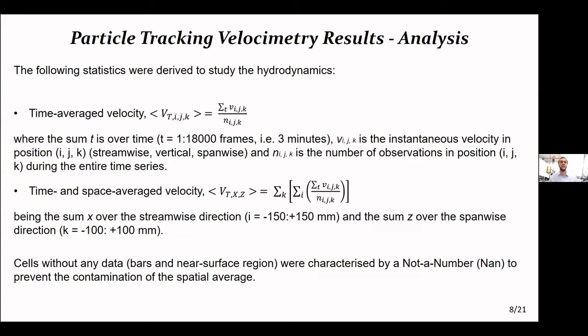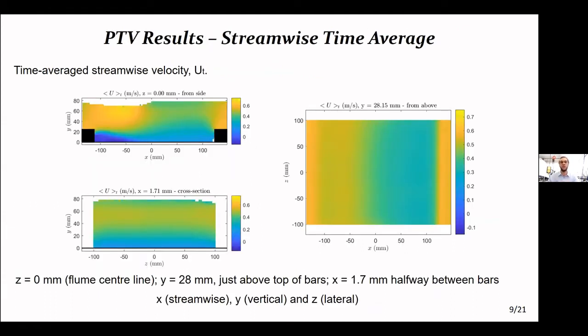From these, the double average velocity was calculated. So the time average velocity was averaged along the streamwise direction and then along the spanwise direction. So that was just a single value for the entire volume, a single velocity profile for the entire volume. These are the results I got from this time average streamwise velocity.